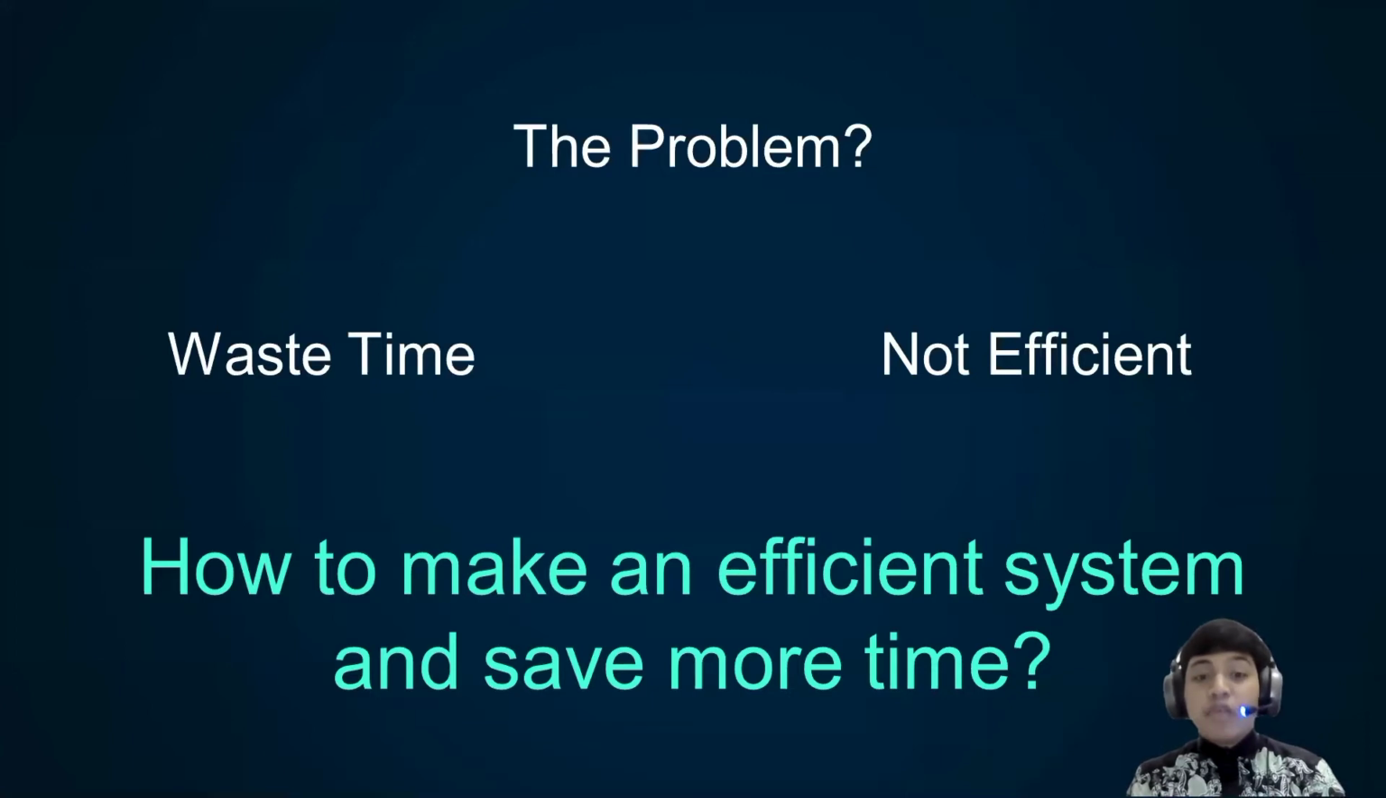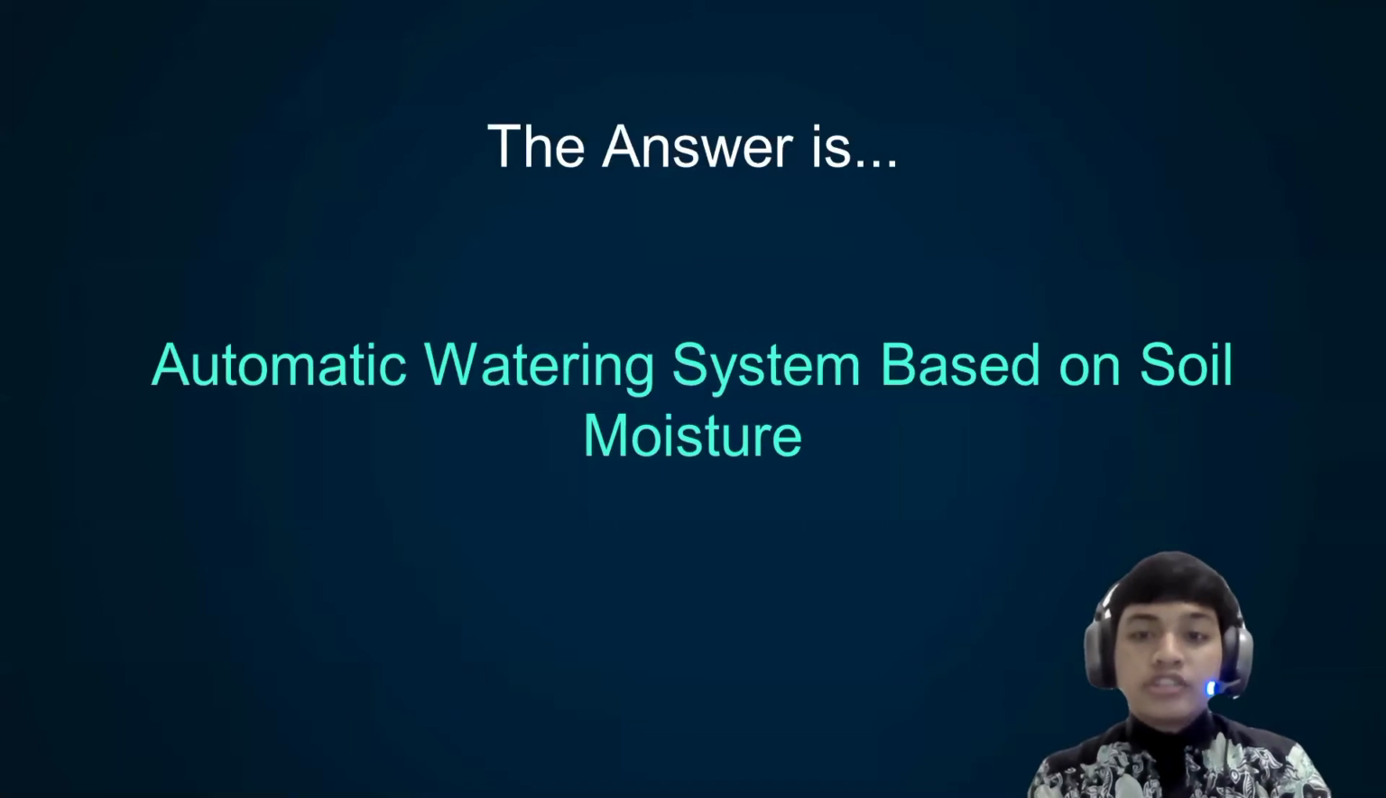But there are problems within the greenhouse system. First, it takes much time to monitor the plants. And second, it's not really efficient when you must check the plant, then water the plant, and repeat the same activity. So, how to make an efficient system and save more time? The answer is an automatic watering system based on soil moisture.